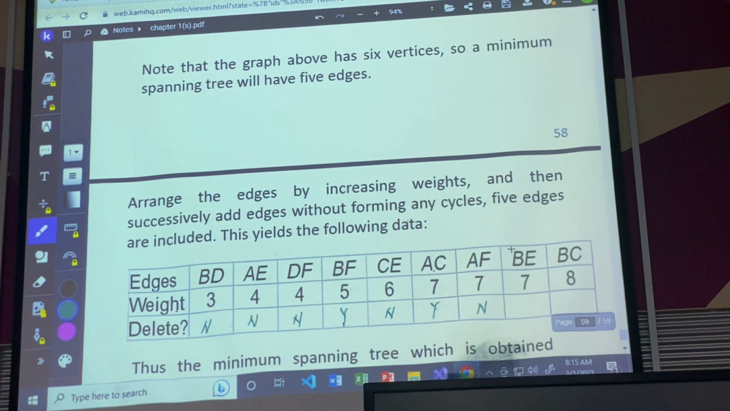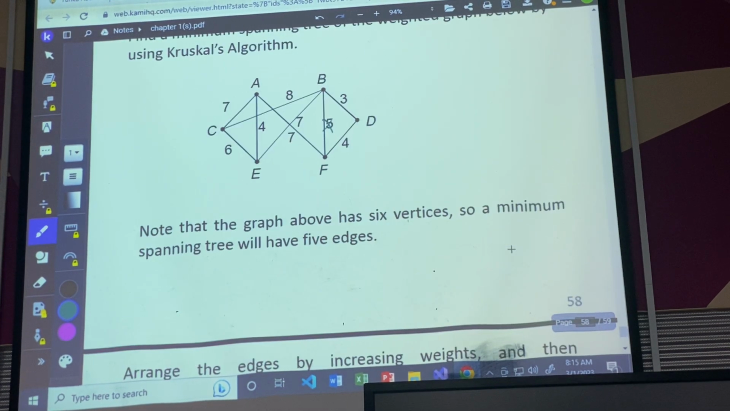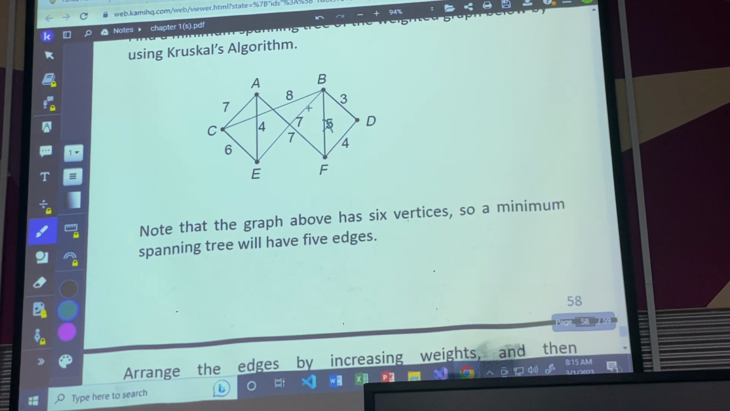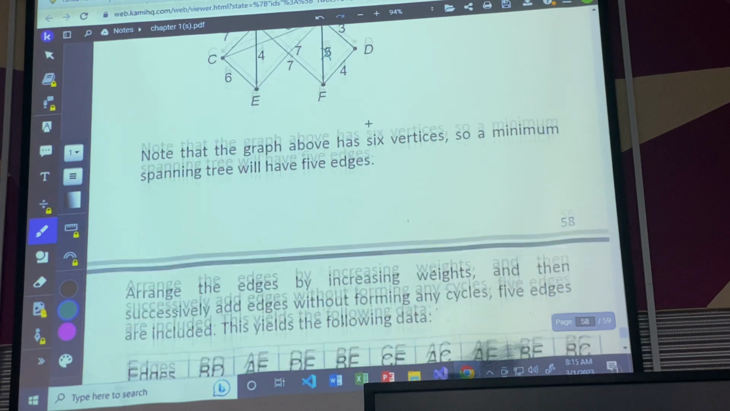How about BE? BE. Delete. Okay, so you see CE, AE, you already have AF, you already have FD, BD. If you include this again, it will form a cycle already, right? So BE need to delete.